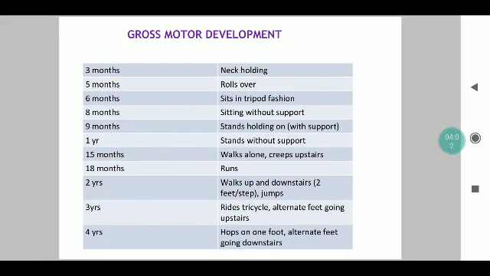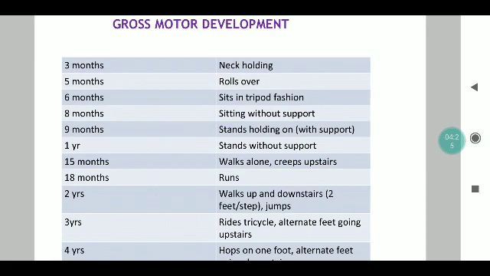Now, coming to gross motor milestones, this is an additional table which I've included from the textbook OP Ghai. A simple way of looking at it is, at each age a particular milestone is expected, and a child is expected to do something new every month. With every growth, there is expected to be a new milestone attained. So with that introduction, by the 3rd month we can expect neck holding. By the 5th month the child will roll over. So once the neck is held, the child attempts to roll over. Once the child is able to roll over, the child tries to sit in a tripod fashion by the 6th month.